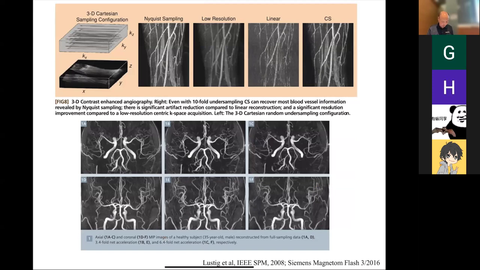1A and D are the full sampled. So over here, you're seeing fully sampled. And then here, you're just going faster, okay? And here's another case where compressed sensing really works well, because in angiography, where you're just looking at the blood vessels, you have really high value.